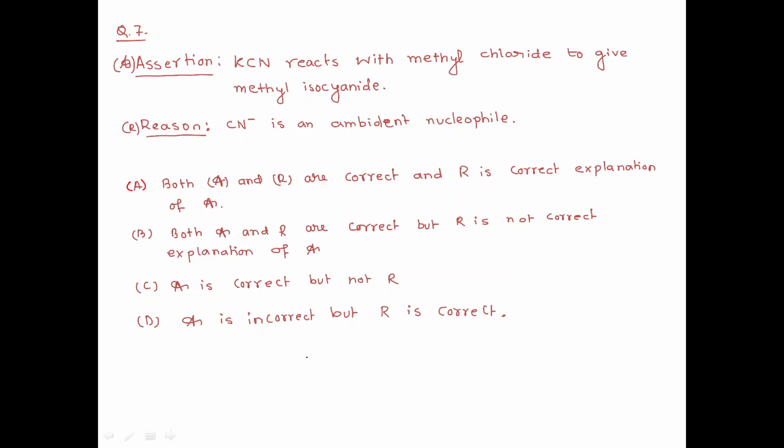Okay, so you go through this reaction: if you use methyl chloride as a substrate and add KCN, then you get CH3CN. But if you add AgCN, then you get CH3NC. Okay, so there is a reason for how this happens.